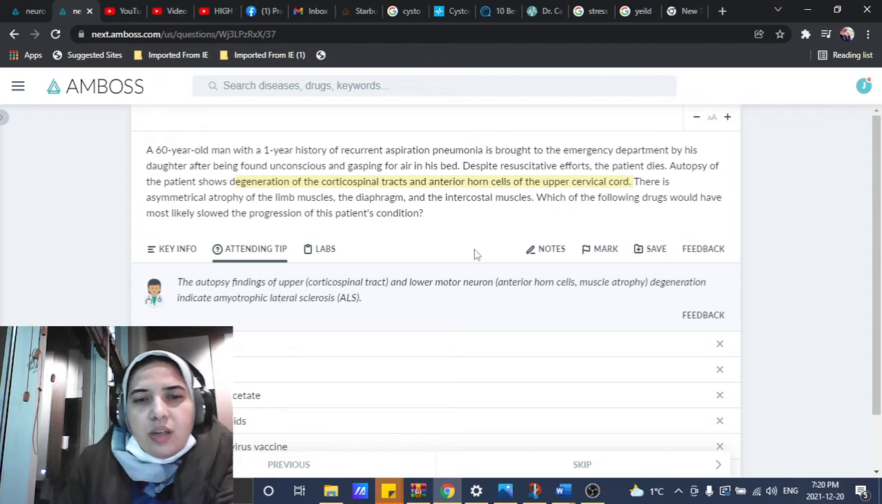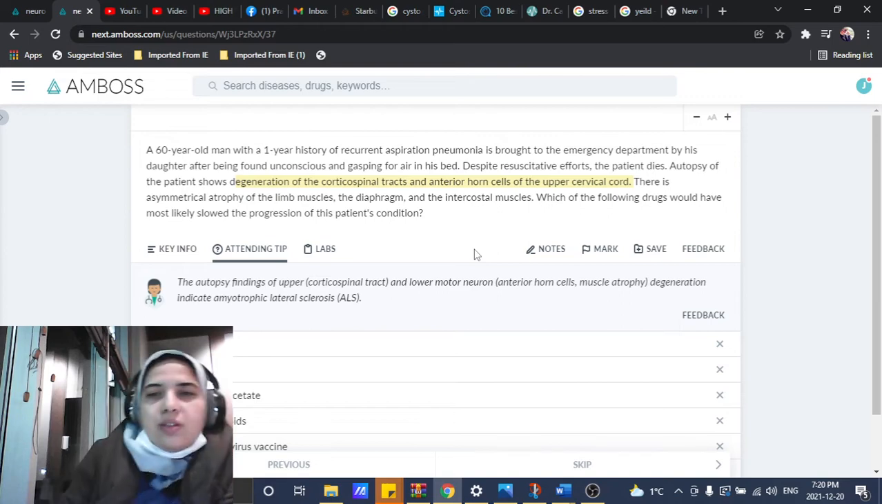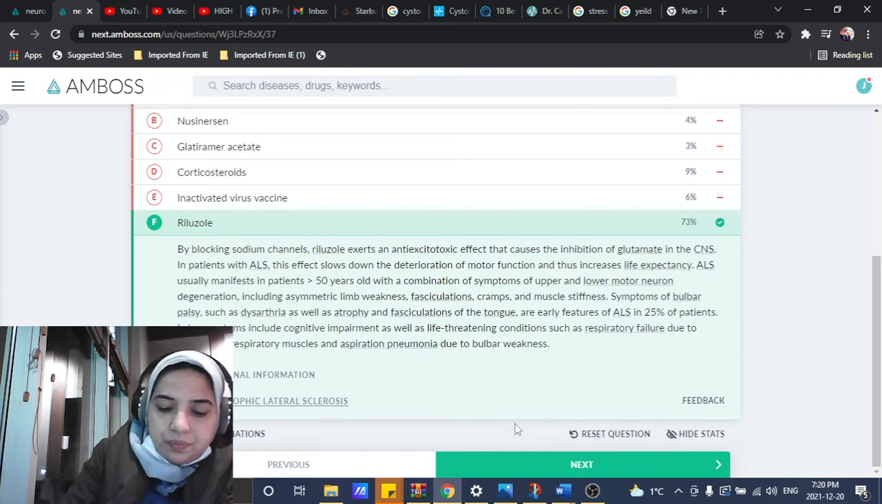So autopsy shows damage to the corticospinal tract and lower motor neuron degeneration, which indicates ALS. Degeneration of the corticospinal tract and anterior horn cells of the upper cervical cord. Okay, so it is ALS. So the treatment would be Riluzole. ALS. So what would have slowed it down is Riluzole.